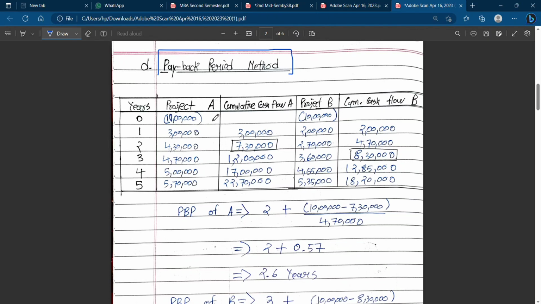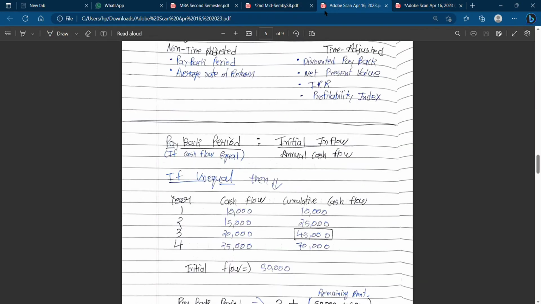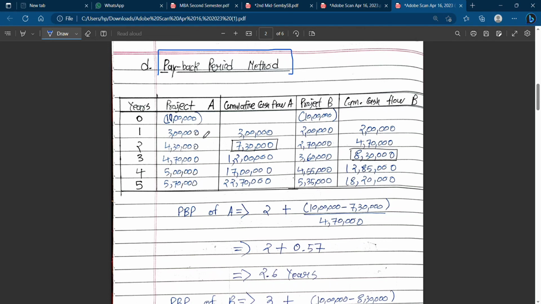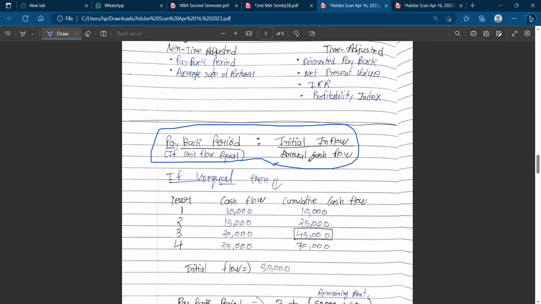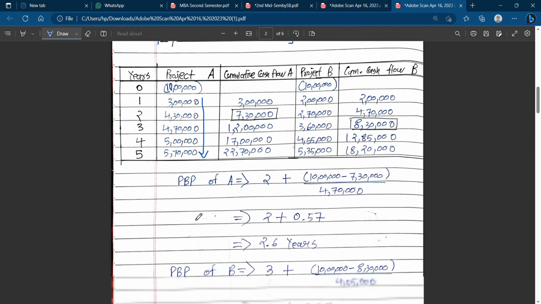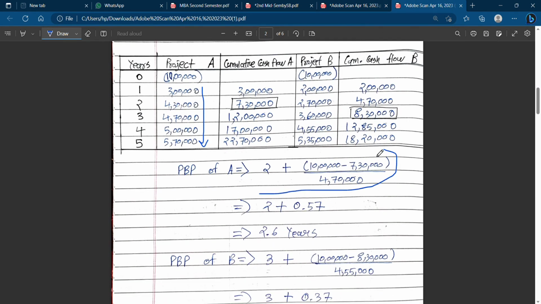Now project A. In the payback period method, there is a formula of initial cash flow divided by the annual cash flow. But this formula is used only when the inflow amount is equal in all years. But here in the question, the inflow amounts are not equal in each year. So we will not follow this formula. We have to follow this calculation for calculating the payback period.